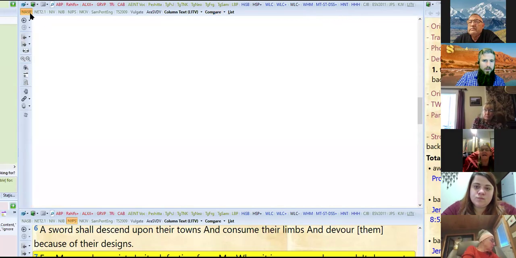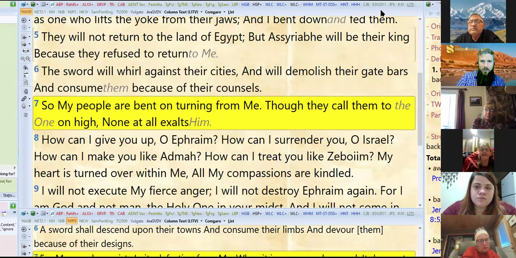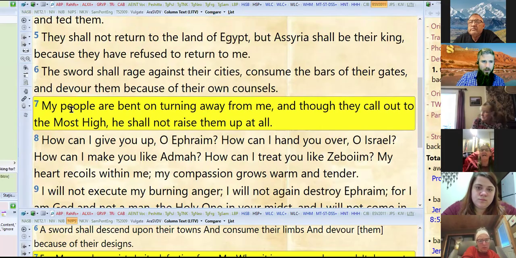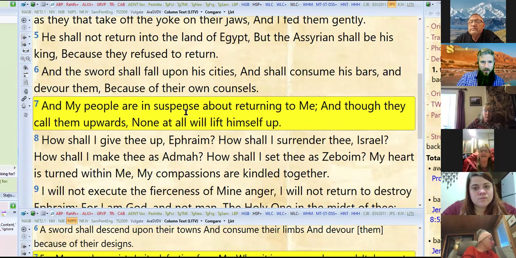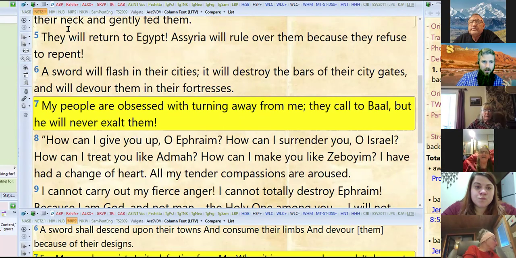Let's look at what some others are saying here. Bent on turning from me. ESV: Bent on turning away from me. Like set on turning away from me. JPS: They are in suspense about returning to me. What else do we have? NET: My people are obsessed with turning away from me. Yeah, maybe that's a good way to put it.